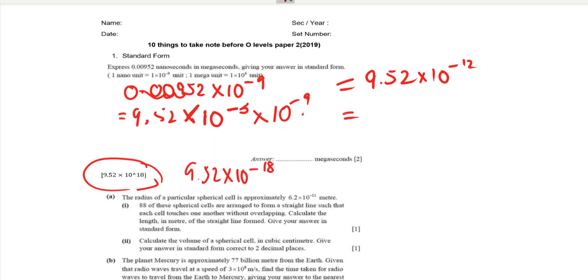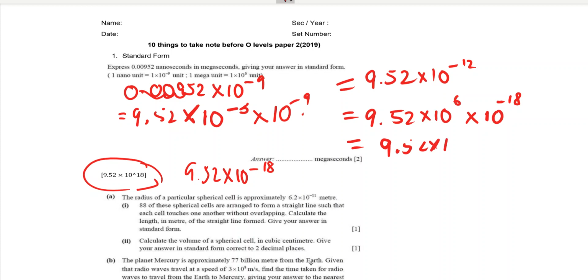Now they want it in terms of mega, which means you have to make it times 10 to the power of 6. So what do you need to multiply by, 10 to the power of what, that will make it equal to 10 to the power of negative 12? So it is 10 to the power of negative 18. So this equals 9.52 times 10 to the power of negative 18 mega seconds. Yep, so this is an easy one.